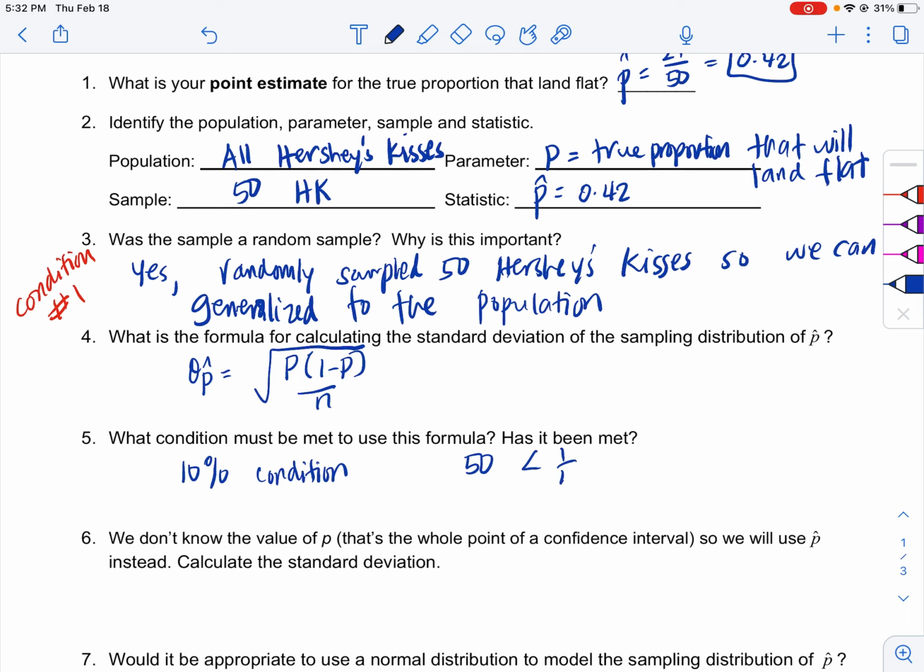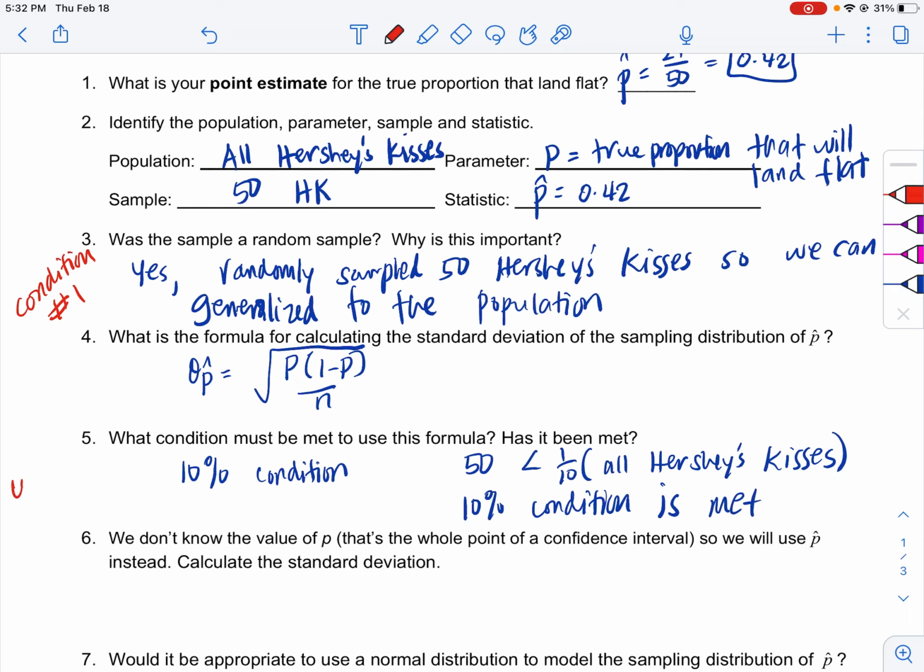Our sample size is 50. 50 is definitely less than 10% of all Hershey's Kisses. So the 10% condition is met, and this is our condition number 2. We need to make sure, condition number 1, that it was a random sample, and condition number 2, that it passes the 10% condition.